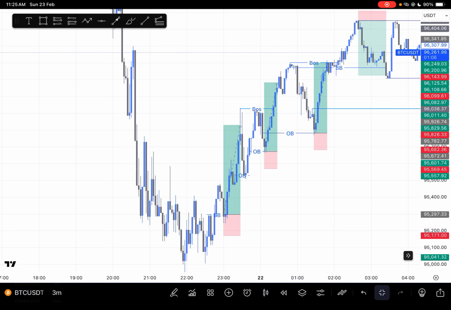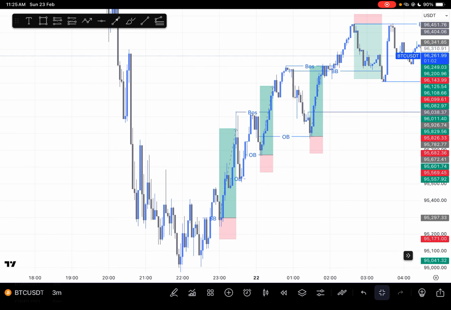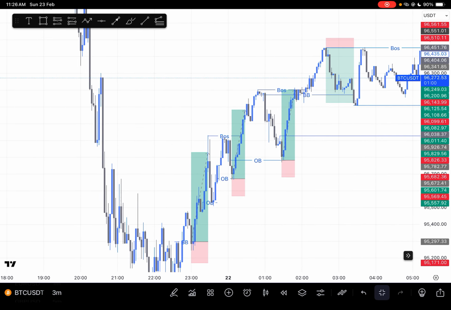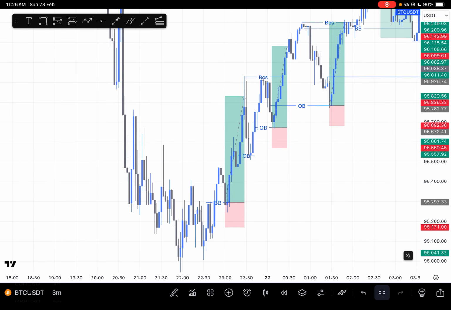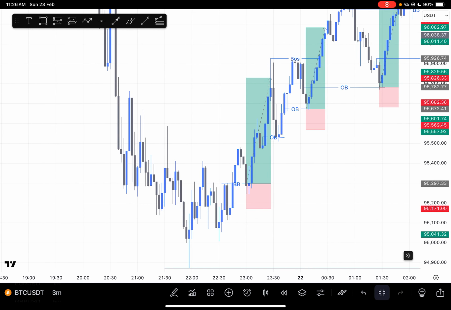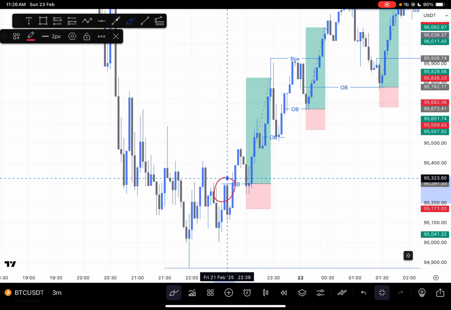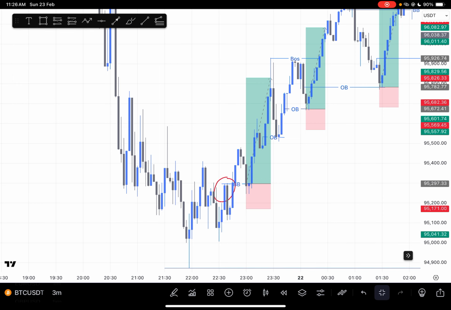Okay, good day everyone. So today I'll be doing a video on how I was able to get these setups on BTCUSD. So from last week, I spotted this breaker block on this point here last week. So I quickly marked that out as my first point of interest.